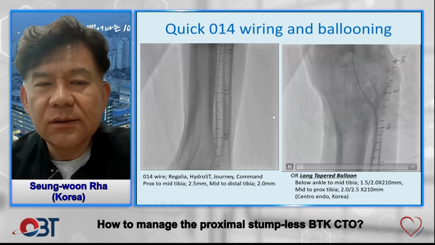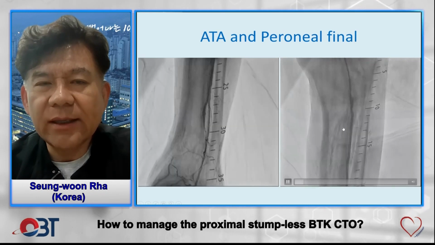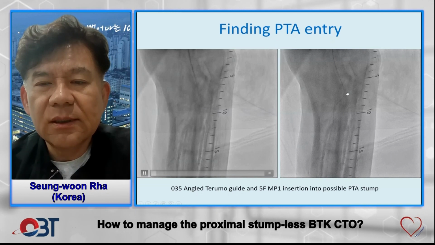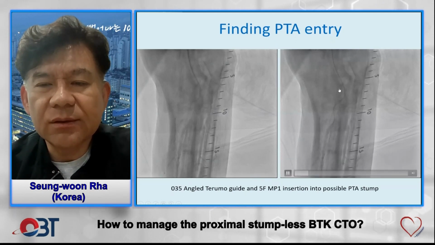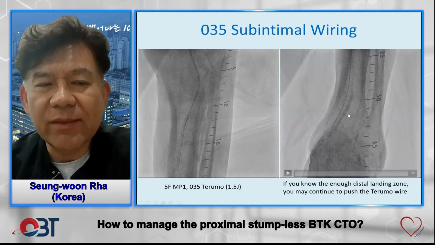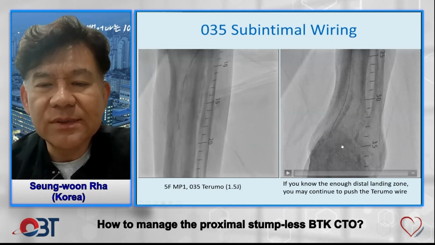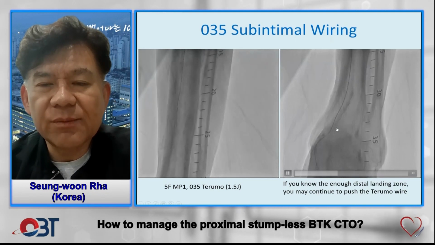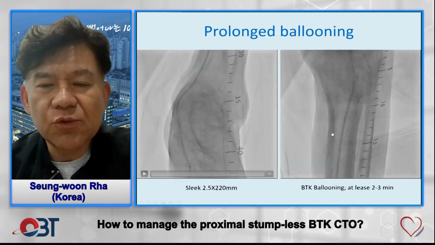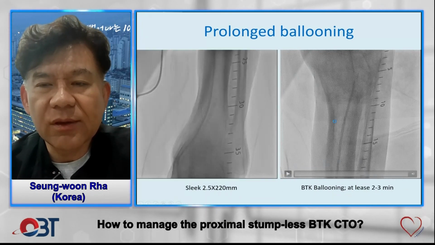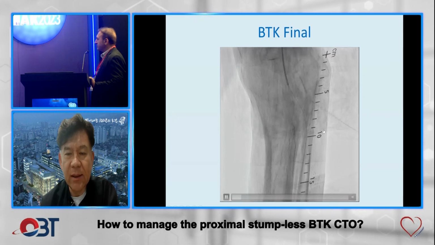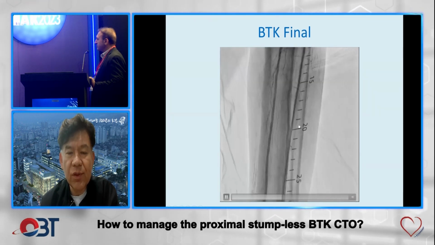Then this is good. Similarly, the ATA, same as this PT stumpless area. Then same fashion, the digging by the Terumo wire and embedding this angiocatheter, change it to 1.5J, push it down to this PT because we know the definite distal stump. And then just a quick exchange to the 14 wire system and the prolonged balloon inflation, 2 to 3 minutes, and BTK final. So this is a usual stumpless case.